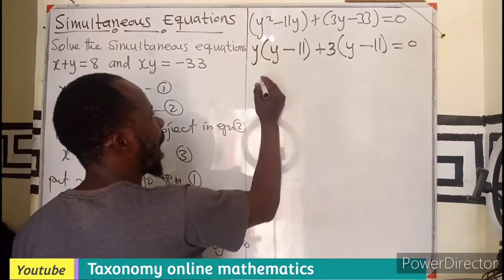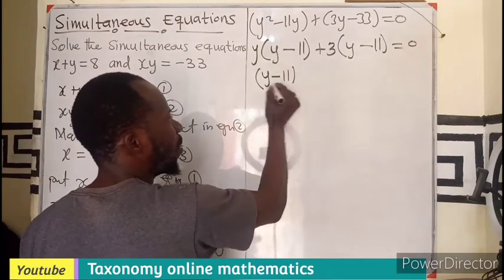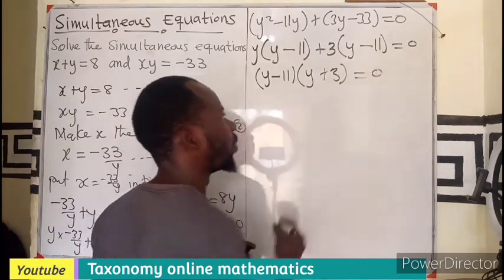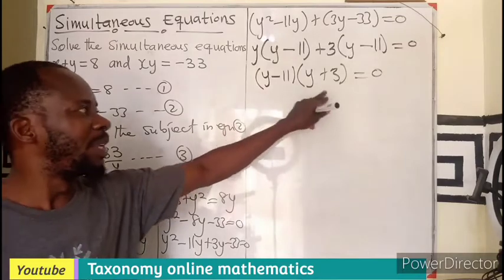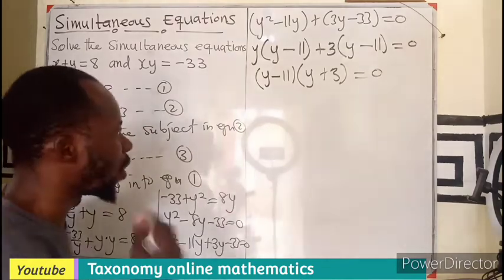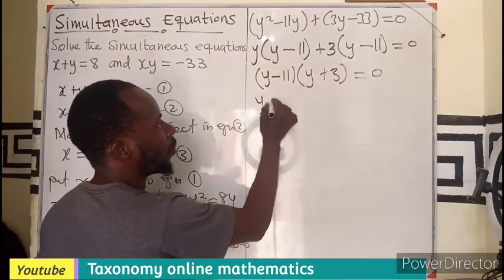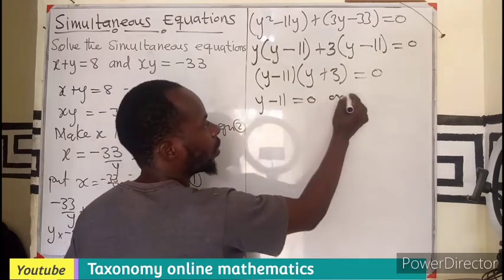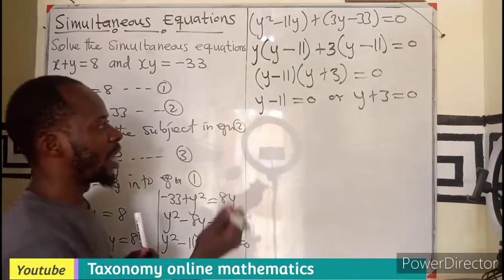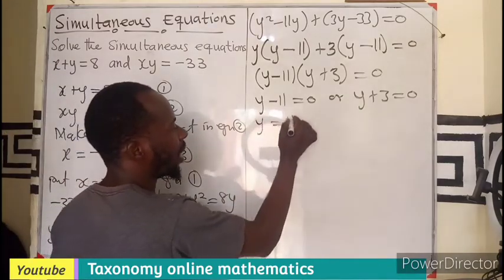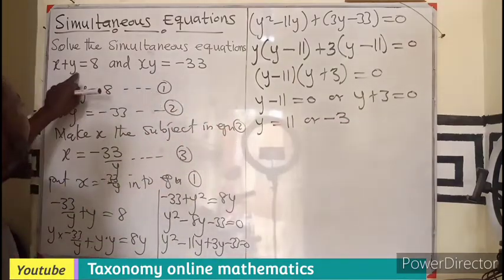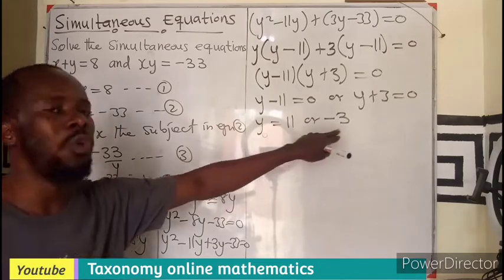So let's take the common factor out: y minus 11 as a common factor. This is the only thing left: y plus 3 equals 0. Now since they are multiplying, it means one of the brackets is equal to 0, or the other one is equal to 0. Meaning y minus 11 equals 0, or y plus 3 equals 0. So right away, we have y equals 11, or minus 3. In this case, the value of y has two answers.